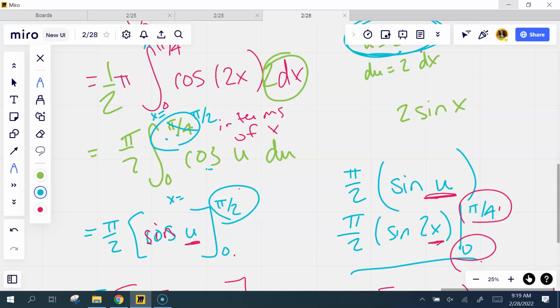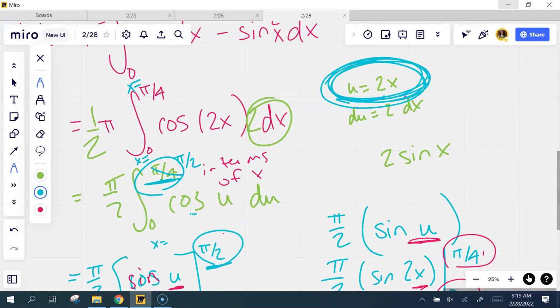I already did it though. Originally it was pi over 4. I changed it to pi over 2 because I plugged in this. You always go back to what you let u equal and plug in for your bounds. I got new bounds, I plugged into u, and then I also plugged in for myself. Yeah, that's why my equation was so long.